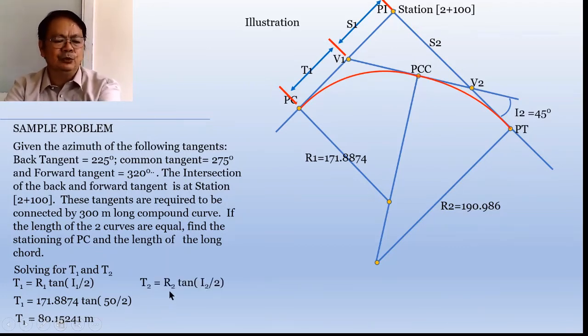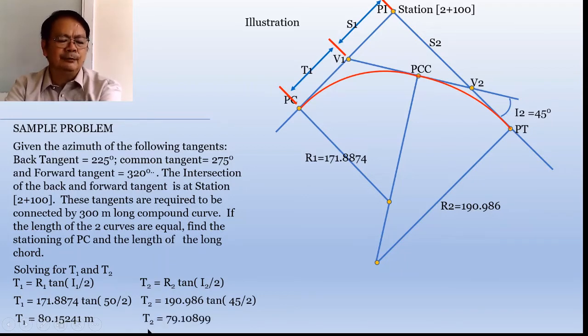Then we can also compute for T sub 2 using the same formula. That is R sub 2 times tangent of I sub 2 divided by 2. Therefore, T sub 2 will be equal to, substituting the value of R sub 2, which is this one, and angle of I sub 2, which is 45. Therefore, T sub 2 will be 79.10899. And actually, that represents this distance.